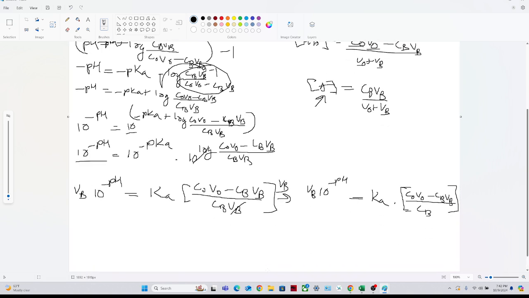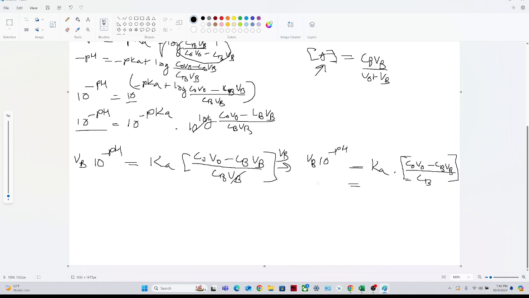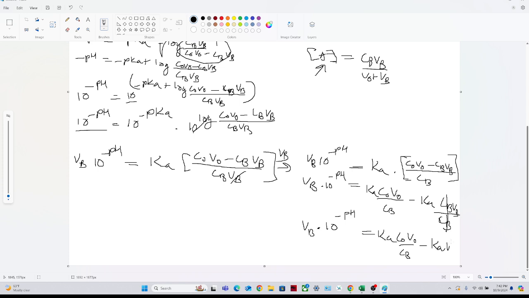Now we're going to try to just simplify everything, and we're almost done, basically. Vb times 10 to the negative pH is equal to Ka times C naught V naught, and I'm going to distribute the Ka and also separate this fraction over Cb minus Ka Cb, Vb over Cb. So I can cancel out my Cb's because you have the same value, just basic algebra. So finally I get deduced down to Vb times 10 to the negative pH is equal to Ka C naught, V naught over Cb minus Ka Vb. So this is the equation that we're going to use for the start of our explanation for everything.